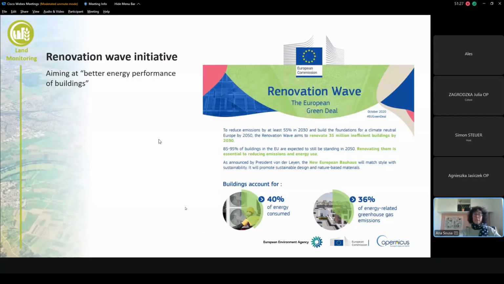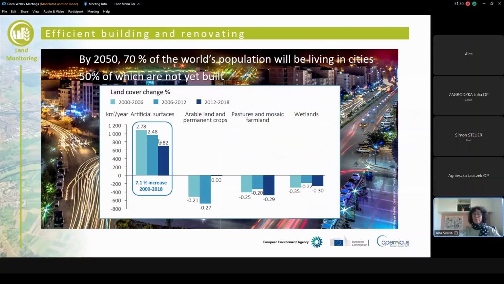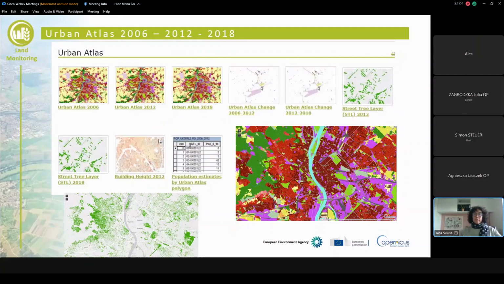Well, we should not forget that by 2050, 70% of the world's population will be living in cities, 50% of which is not yet built. Of course, this is happening mostly outside Europe, but still, in Europe, we have seen an increase of 7.1% of artificial surface from 2000 to 2018. And I'll give you a last slide with a summary, and my vision for this data set.